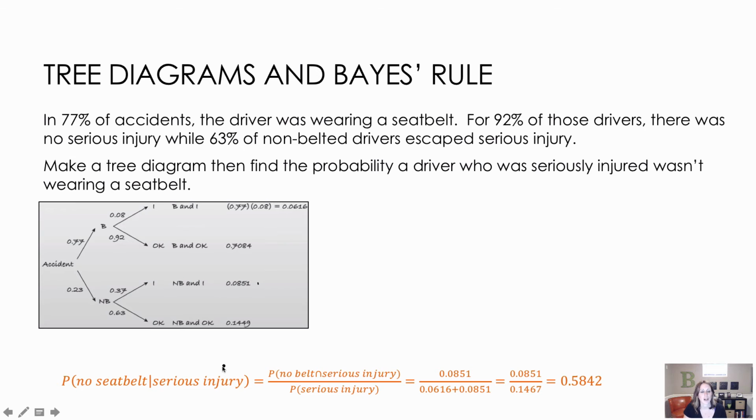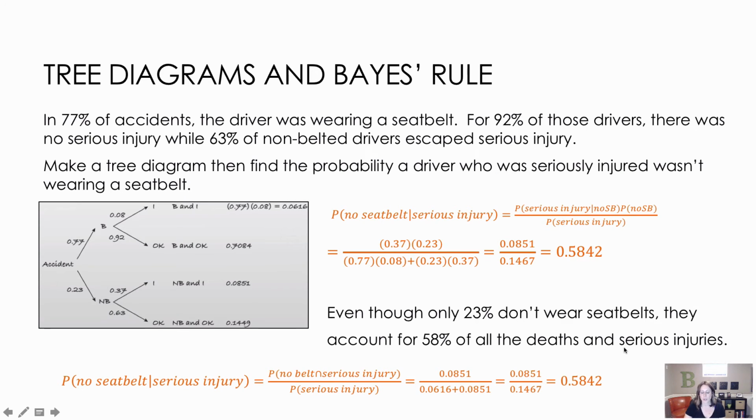Now, using the tree diagram, if I wanted to answer this question, the probability of a driver who was seriously injured wasn't wearing a seatbelt, notice was seriously injured, that's my given. So given serious injury, were they not wearing a seatbelt? So you would do no seatbelt and serious injury, the intersection of those. And then on the bottom, I would put all the people who had serious injury. So who had serious injury? These people, and also the people who were belted but still had a serious injury, which is that percent. So again, I would just add those together, and that would give me 0.5842.